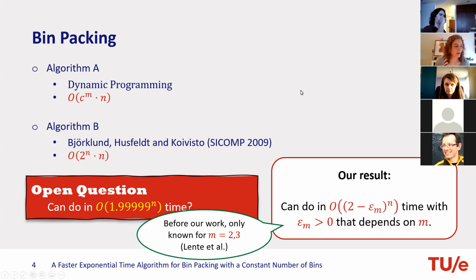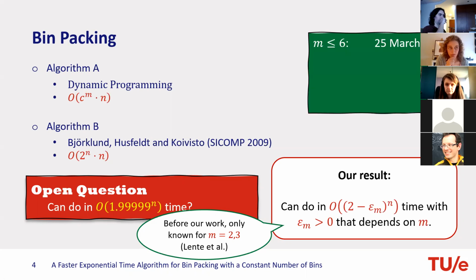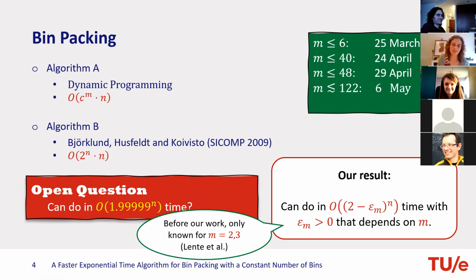Okay, so then we got to work on it. On the 25th of March, we got to 6 bins. A little bit later, we got to 40 bins with some new ideas. Then a little bit later, we got to 48. We got some new ideas again, and we got to 122 bins. That's where we thought, okay, probably this is possible for all constant numbers of bins. And indeed, 1 week later, we found a way to prove this for any constant number of bins.